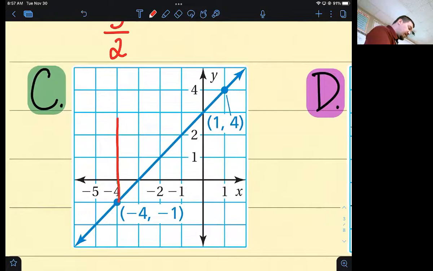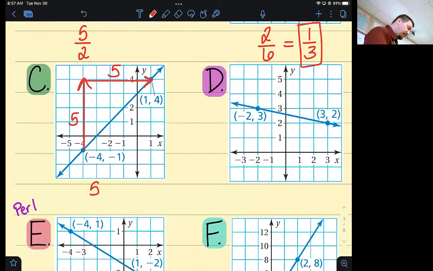All right, let's try example C. What's my rise going to be on example C? 5. Positive or -5? Positive because I'm going up. What's my run going to be? Also 5. So I write 5/5. What's 5/5 reduced to? Just 1.